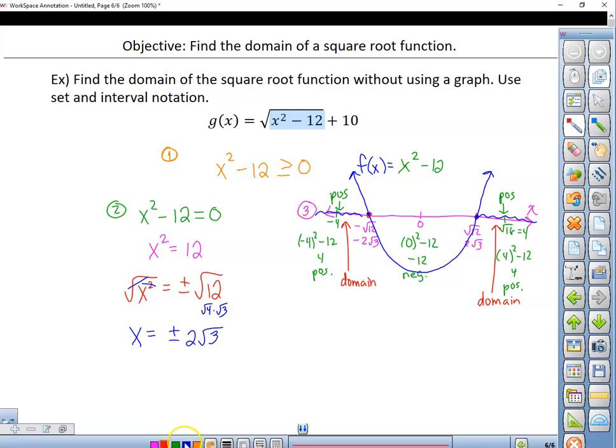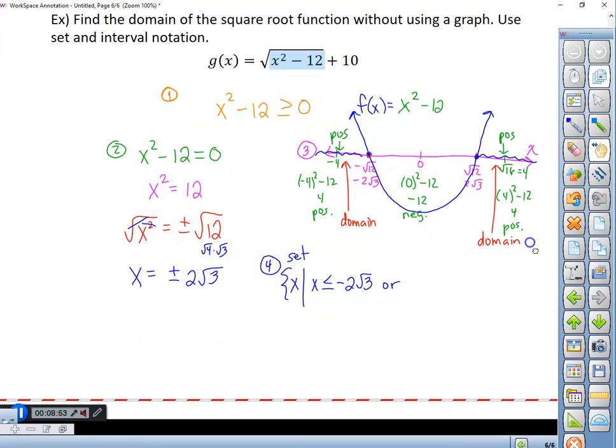So when I go to write my solution, my set notation, here we have 2 separate intervals. Those are each going to be their own inequality and their own interval. So we've got the set of all x's such that these would be x's that are less than or equal to negative 2 times the square root of 3, or these would be x's that are to the right, so they're greater than or equal to positive 2 times the square root of 3.